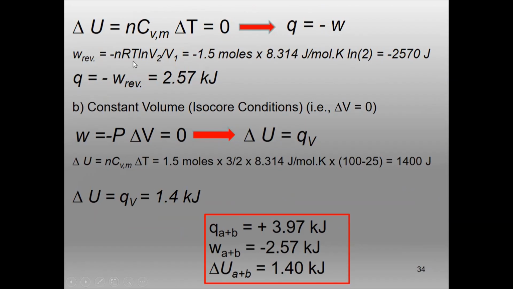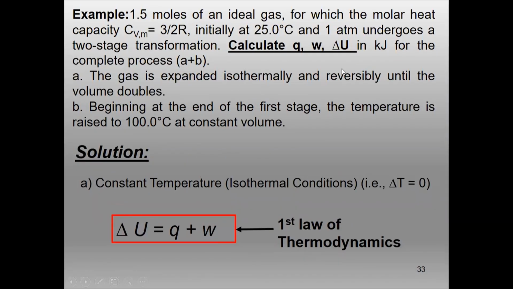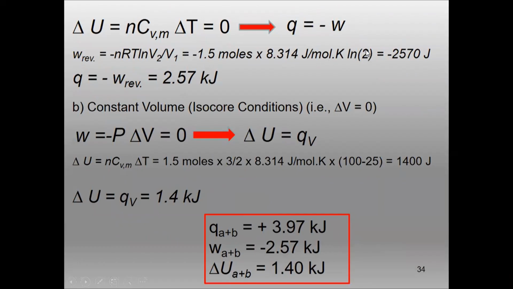How do we calculate W for isothermal reversible? Negative nRT ln V2/V1. Do we have information about the volume? It says until the volume doubles. Thermodynamic problems are going to be multiple-line problems, but you have everything pretty much given. You just have to abstract the data as you're reading the problem. It says the gas is expanded isothermally and reversibly until the volume doubles. So this will be ln 2, because V2 over V1 equals 2. That's double.